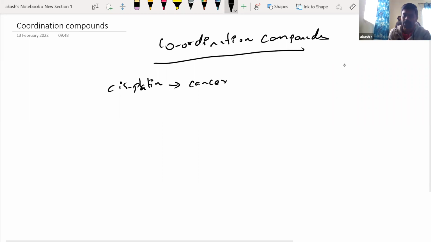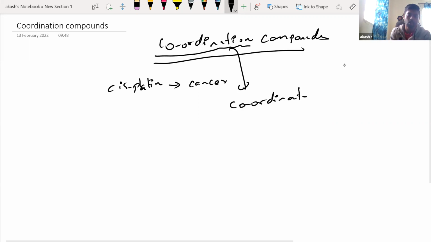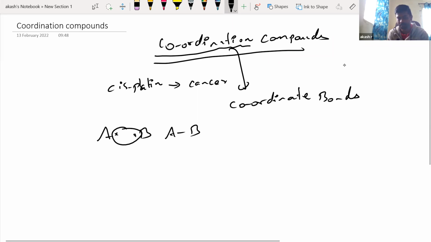From the name, what you understand is that there is this coordination. Basically, most of the bonds in these kinds of compounds are going to be coordinate bonds. We have to first understand what coordinate bonds are. See, in a normal covalent bond, what happens? Say I have A and B, with one electron coming from one and another electron coming from the other. Those are shared, and you have a normal covalent bond.